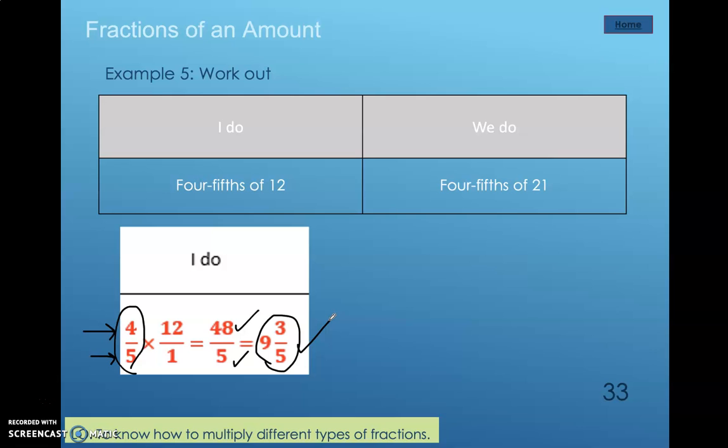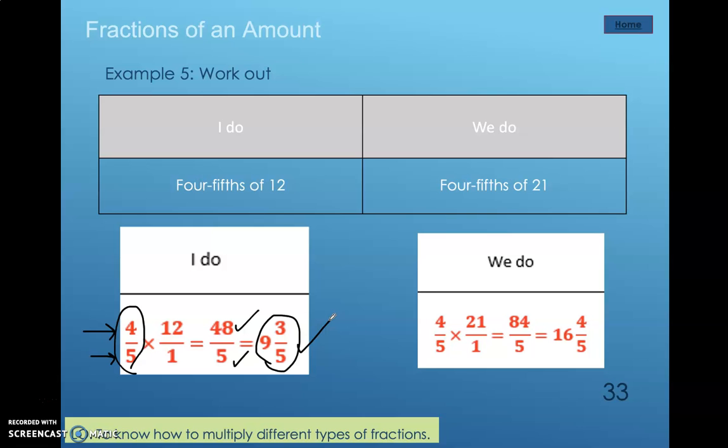And then if we can pause the video and you can give the we do a go. So now we've got 4/5 expressed as a fraction of 21. So 21 over 1. And we need to multiply these two together. So again, we multiply the numerators together, we get 84. Multiply the denominators together, we get 5. So then whole ones, we have 16 whole ones, because that would account for 80/5. And then we have 4 left, because we had 84 here. So 16 and 4/5. Make sure you copy that down.